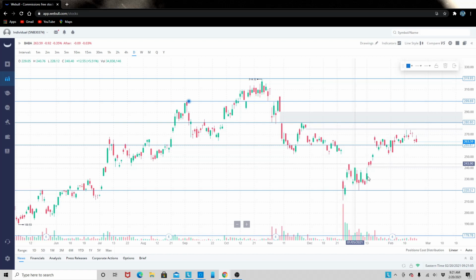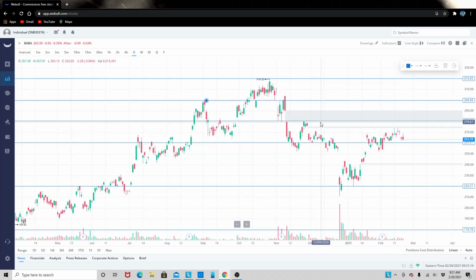You went from 320 all the way down to 220. That's a $100 drop in price on a pretty big stock here. So I think all they can do at this point is recover from this. I think all they could do is go up. I don't think they could go back down anymore.